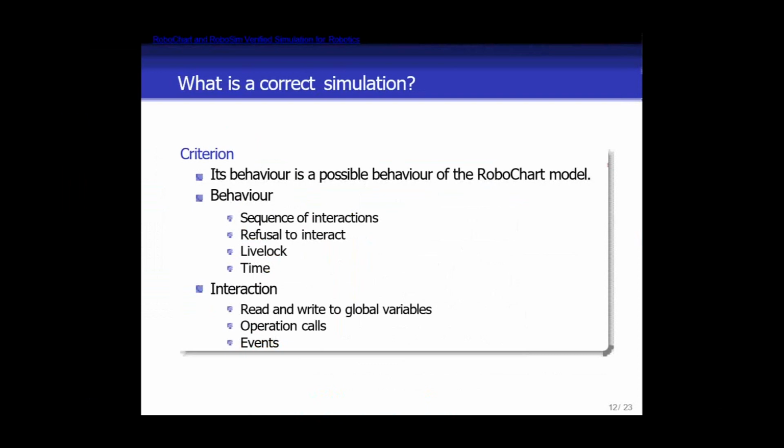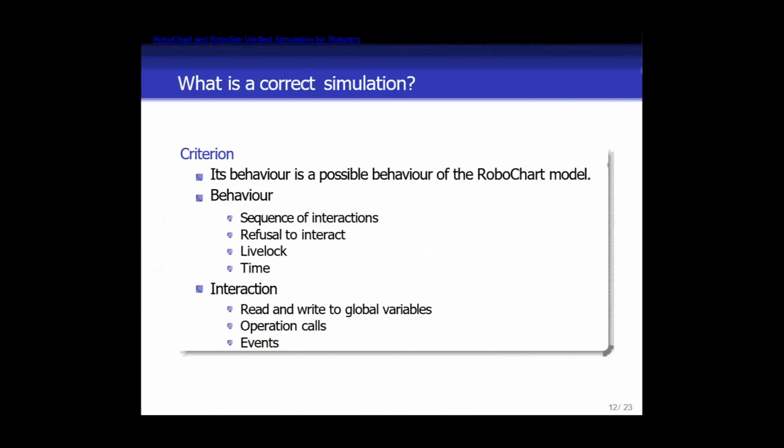The criterion is that every behavior of the simulation is permitted by the RoboChart abstract specification. So every behavior you see was permitted. You can't see a behavior that wasn't permitted. So there's no test you could carry out on it, if we verified it, where you would see something that wasn't permitted. Everything is correct. That's the criterion.